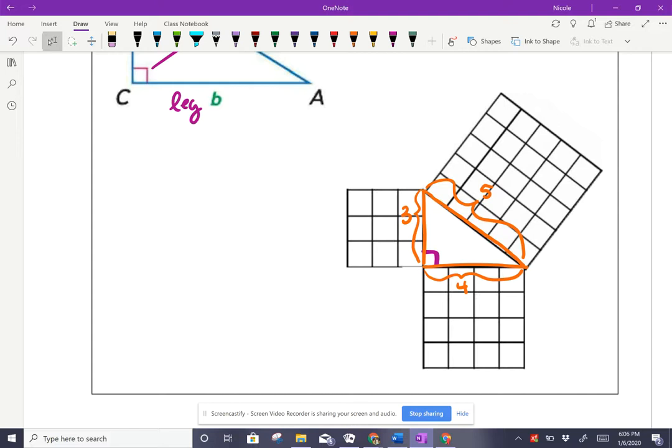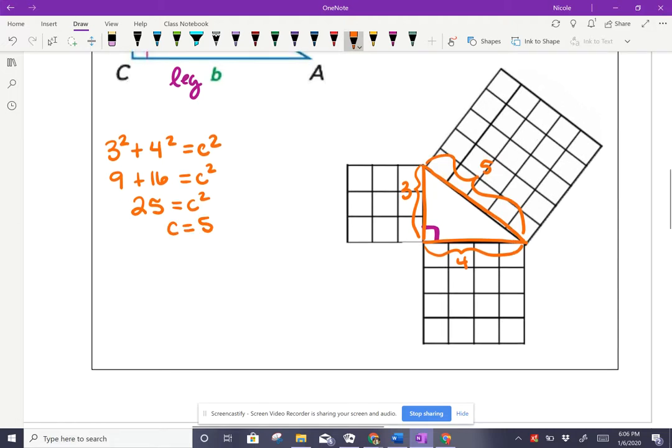What if I only knew 3 and 4? I only knew my two legs. So 3 squared plus 4 squared equals c squared. 3 squared is 9. 4 squared is 16, equals c squared. 9 plus 16 is 25 equals c squared. To get rid of that square, we square root, and c would be equal to 5.